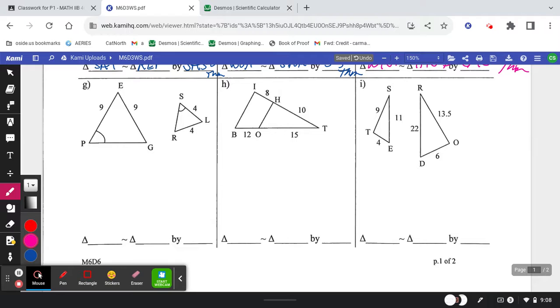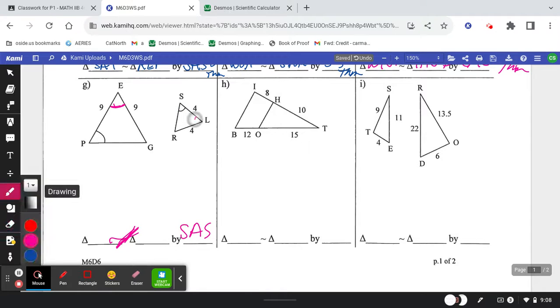G was sort of a tricky one. This angle is not included between the two sides. You cannot do side angle side similarity unless the angle's in between. Oh, hang on a sec, sorry. The angle's not in between on either, so let's go relook at this. But the same thing applies. We can't use side angle side unless it's the angle that's in between both sides.